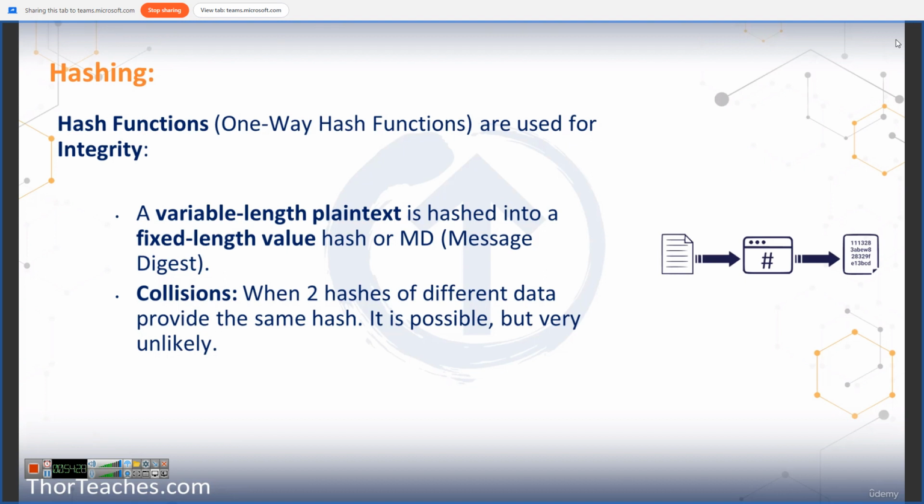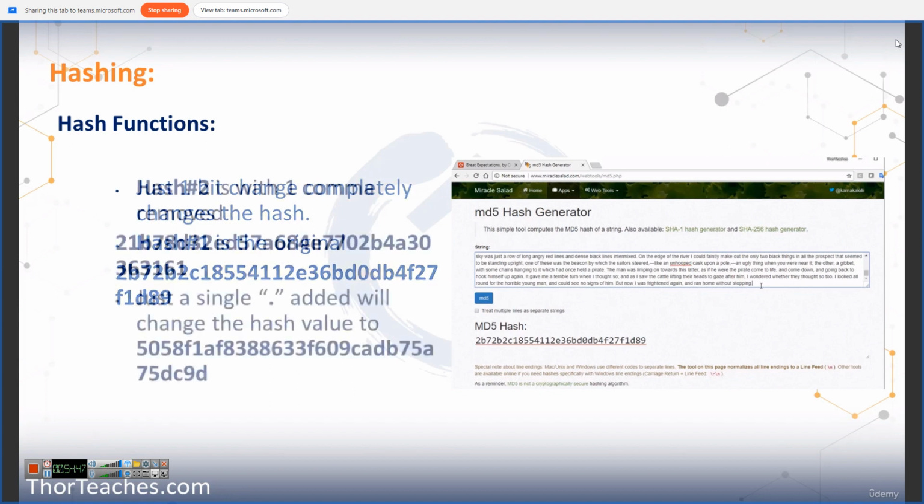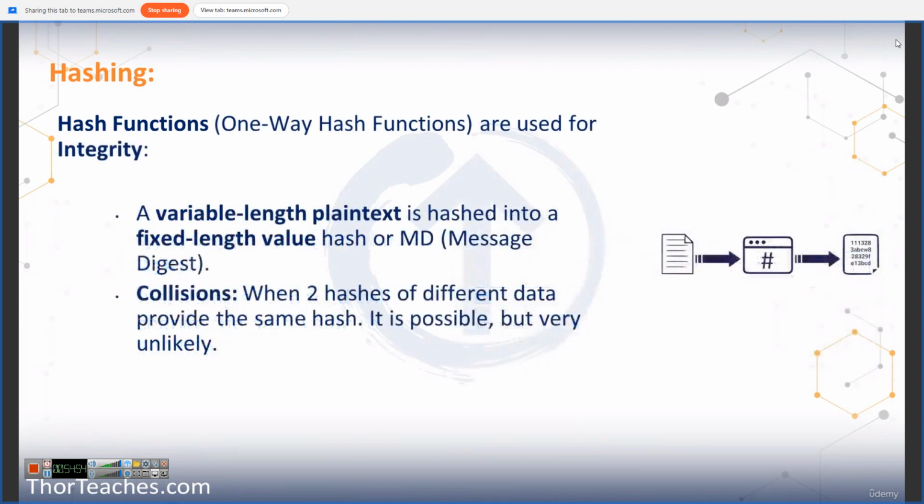With hashes, we can have collisions, and that is when two different plaintexts produce the same hash. It is very, very unlikely unless there's a flaw in the algorithm, but it is possible. And then we had the example with the first chapter of Charles Dickens' Great Expectations. I did a hash on the original text, then I deleted a comma, the hash changed completely. Then instead of deleting the comma, I put a period, and again here, the hash changed completely. With the hash, we have no clue what changed, we just know something was changed.